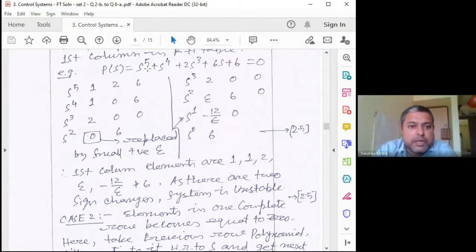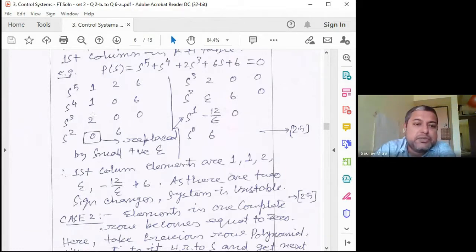So this is s to the 5, s cube and s. So this is 1 2 and 6, 1 2 and 6, and here s square is not there. S square is not there means s to the 4, and then s square part is 0. S square part is 0 means I have to substitute with 0, and then there is 6. 6 is the s raised to 0 part. So I think this is understood.